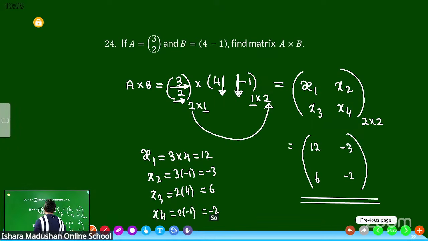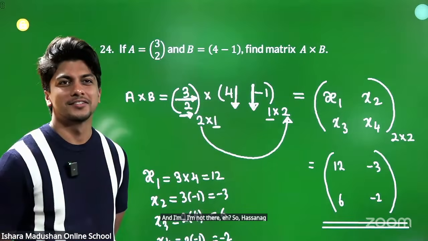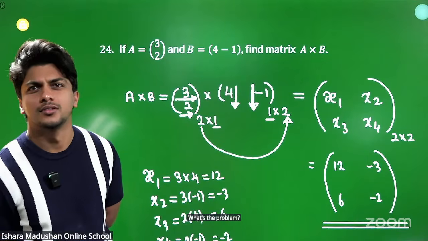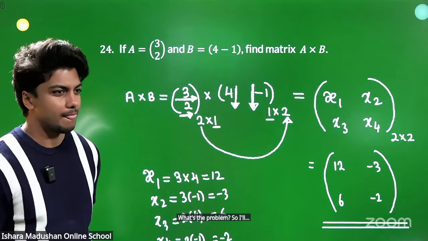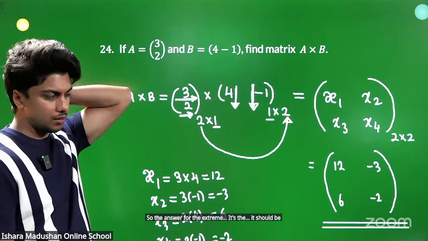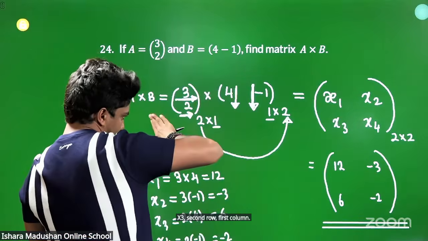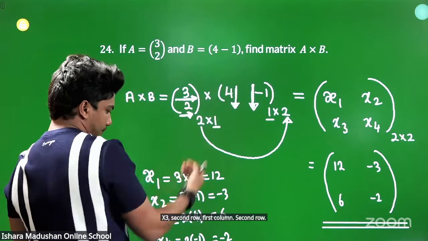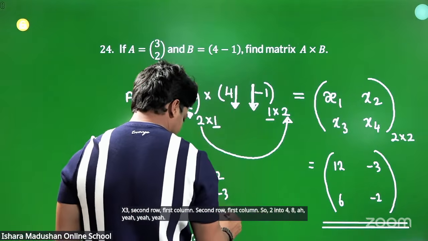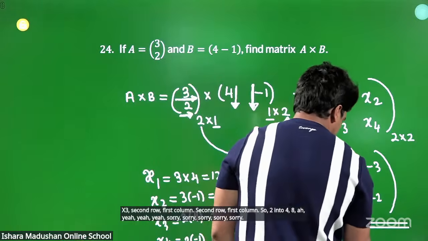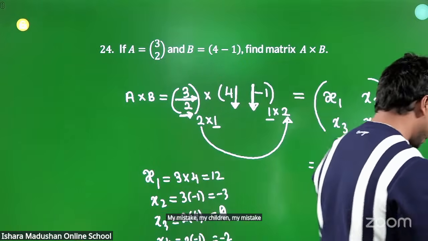Suhansa, what's the problem? What's the problem? The answer for x3, it should be 8, right? X3, second row, first column. So 2 into 4, 8. Yeah. Sorry, my mistake, my children. Okay, alright.